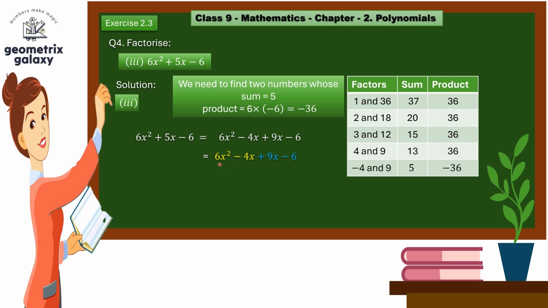If I take the first two terms, I can take 2x as common out, so I will get 3x minus 2. In the third and fourth terms, if I take plus 3 as common, I will get 3x minus 2. Now I can take 3x minus 2 as common, so I am left with 2x plus 3. Therefore, the factors of the given polynomial are 3x minus 2 into 2x plus 3.